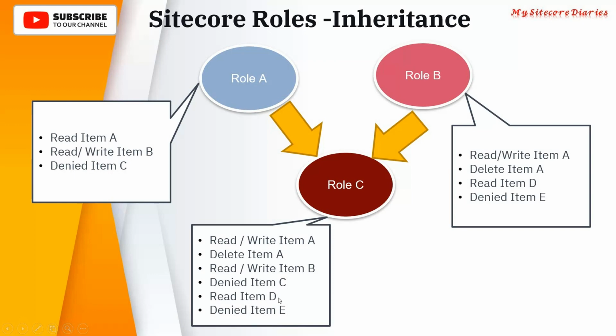We'll see the conflicting rule in the next topic, but this is a conflicting rule which gets a result as denied will have precedence over allows, so it will come here. Similarly, you have a read item D and denied item D. So this is how role inheritance will work. Generally, you can see the effective access in your security access viewer.